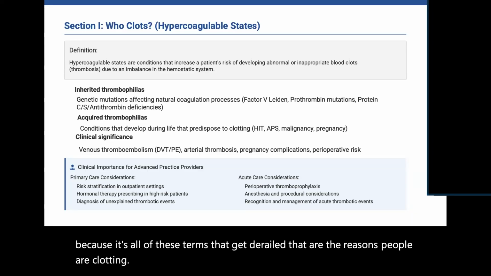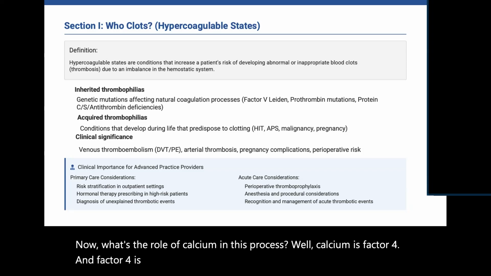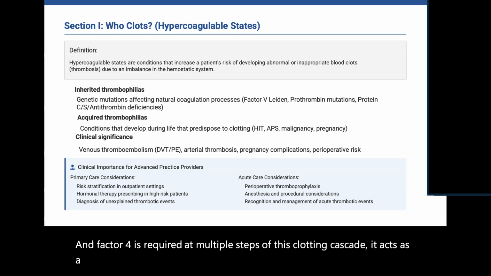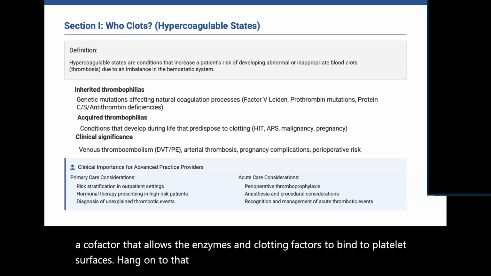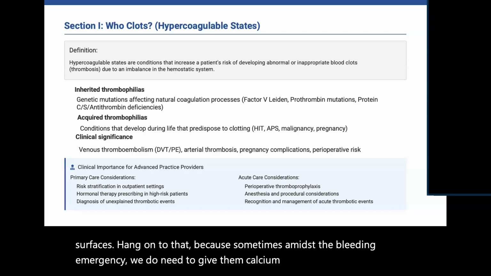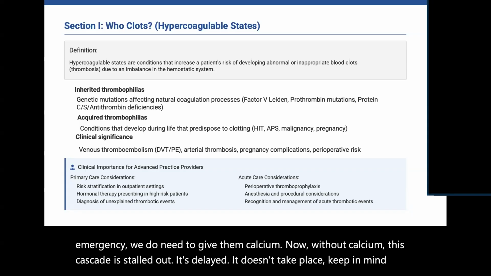Now, what's the role of calcium in this process? Well, calcium is factor 4. And factor 4 is required at multiple steps of this clotting cascade. It acts as a cofactor that allows the enzymes and clotting factors to bind to platelet surfaces. Hang on to that, because sometimes amidst a bleeding emergency, we do need to give them calcium. Now, without calcium, this cascade is stalled out, it's delayed, it doesn't take place. Keep in mind, calcium is the thing.